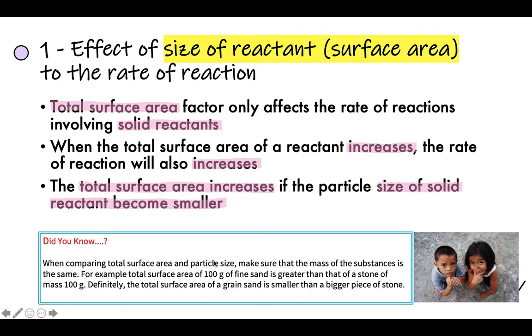Jadi kan dia vice versa, maka kalau lah fine sand ini adalah smaller size, so the total surface area of fine sand will become greater or bigger. Stone, sebab dia punya size adalah bigger, maka dia punya total surface area dia adalah smaller. Okay, tapi ingat mass mesti sama, constant kan.